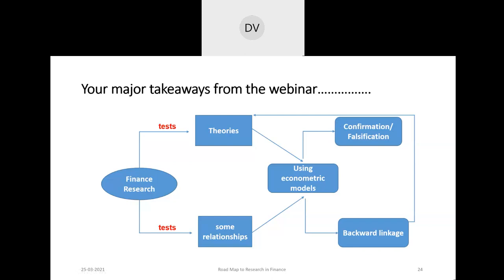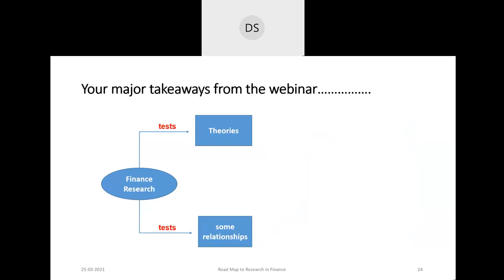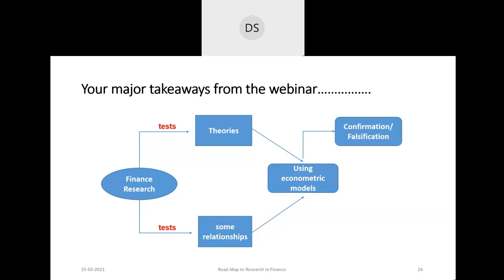Yeah. So, finance research tests theories or some relationship, as I said, a relationship between the common sense variables you have chosen for your research. Can you hear? Yes, sir. Perfect. I'm concluding. So using econometric models, you will be estimating the relationship among the variables, so that you will confirm the theory, or you will be falsifying the theory.